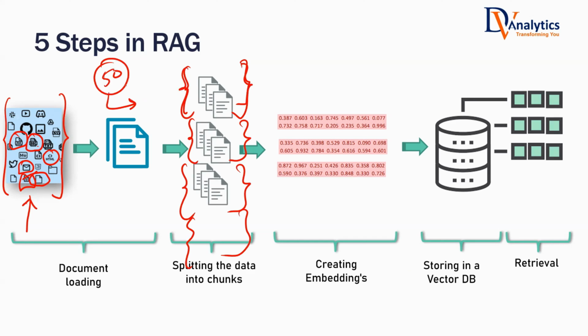That also we'll see. Once you break the data into smaller chunks, you convert the text data into numerical vectors. Those numerical vectors are known as embeddings. You convert the data into embeddings. Once you have the data in the form of embeddings or vectors, store them in a vector database. What is a vector database? What are the different types of vector databases available? That also we're going to see.